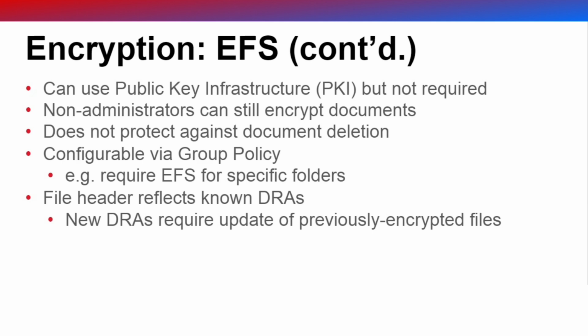So we can configure EFS with group policy. We can actually require it for specific folders if we want. And I'm not going to get into the super details about how the encryption works. It's kind of a combination of public key and symmetric encryption. But the file header for the file that you encrypt reflects the known data recovery agents. And so the gotcha there is that if you add a data recovery agent later on, you need to update all the encrypted files that were encrypted in the past so that they know about the new DRA, so that the new DRA is able to decrypt those previously encrypted files.